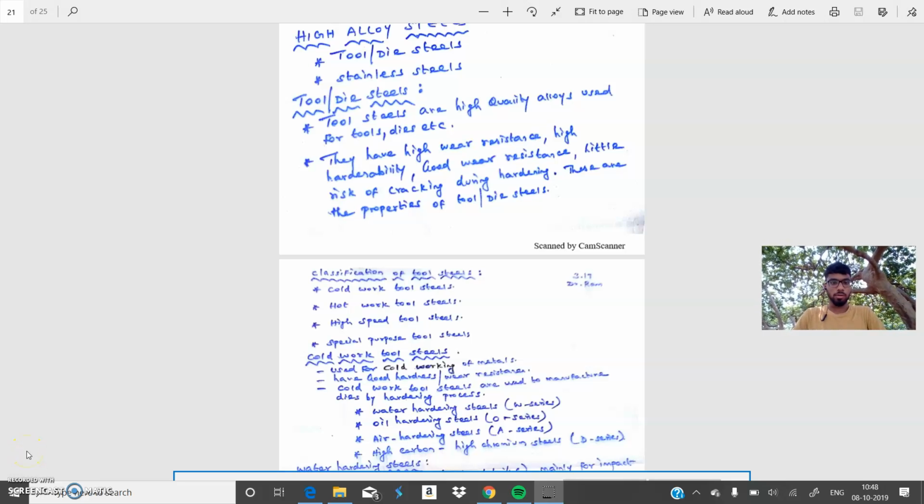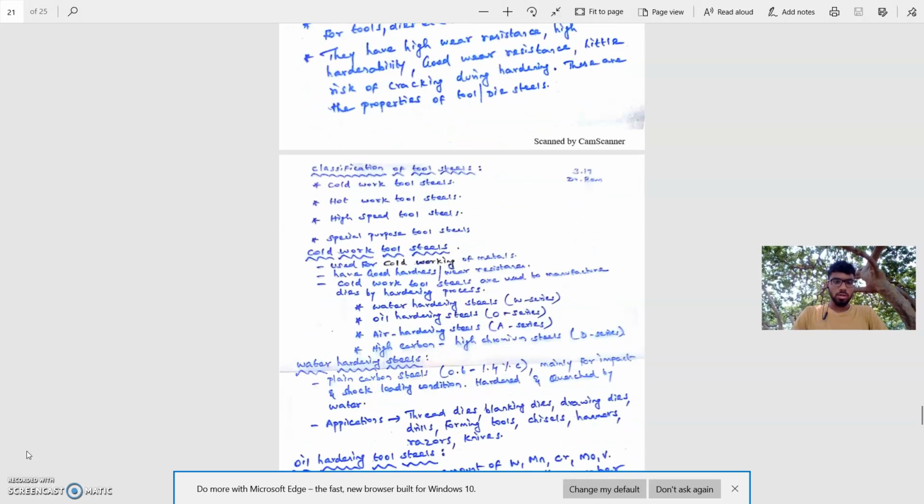Today I am going to discuss tool or die steels. Tool steels are also known as die steels as they are popularly made into dies. Tool steels are high quality alloys used for tools, dies, etc. Properties of tool steels are high wear resistance, high hardenability, and little risk of cracking during hardening. Classification of tool steels.